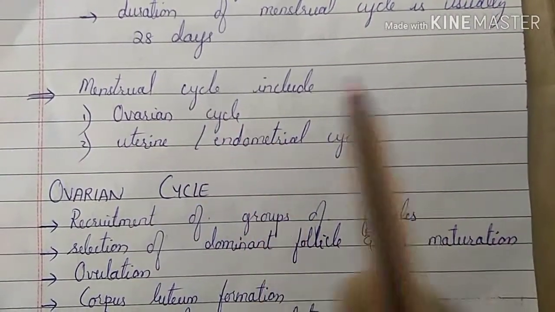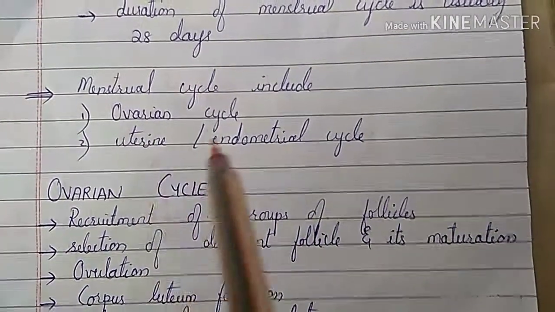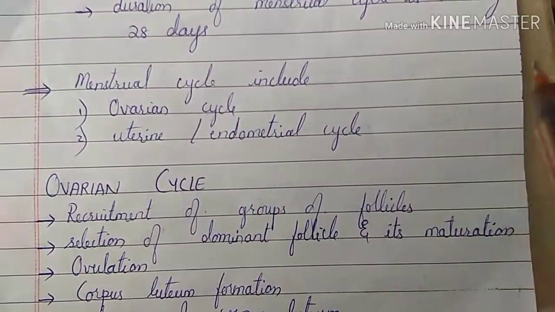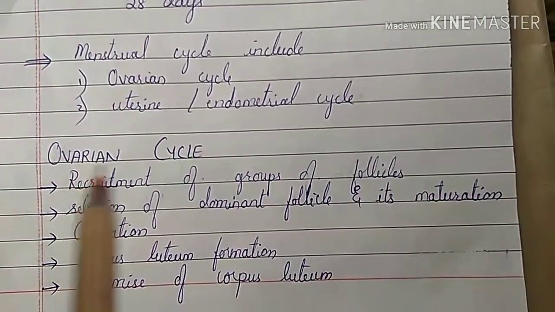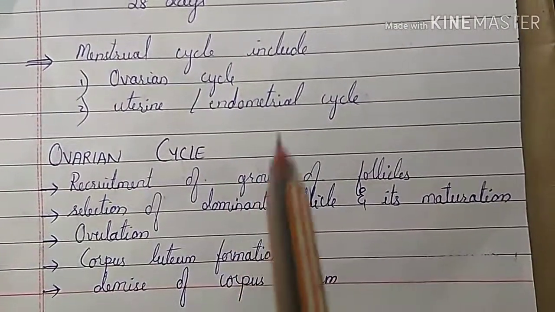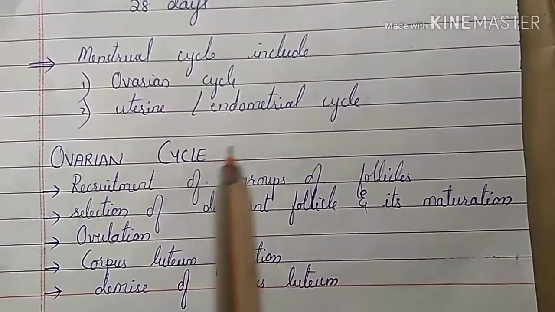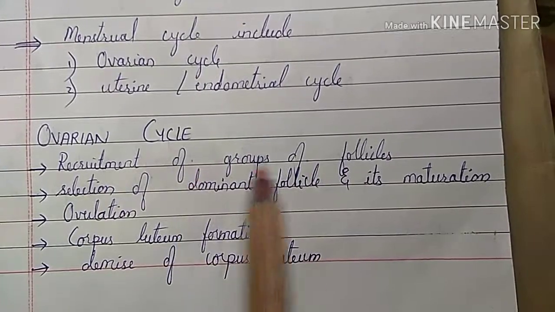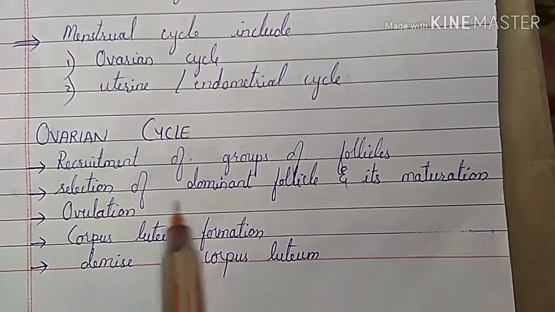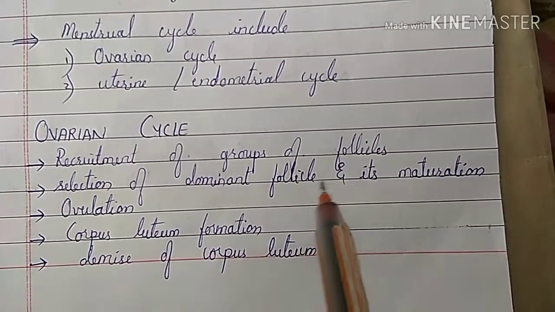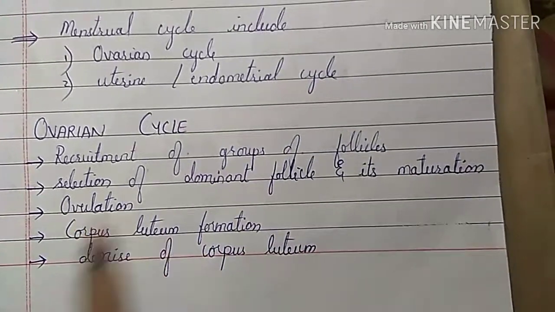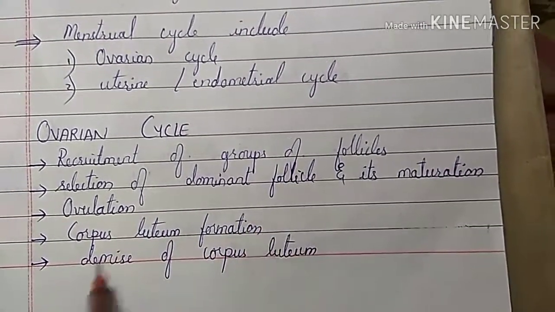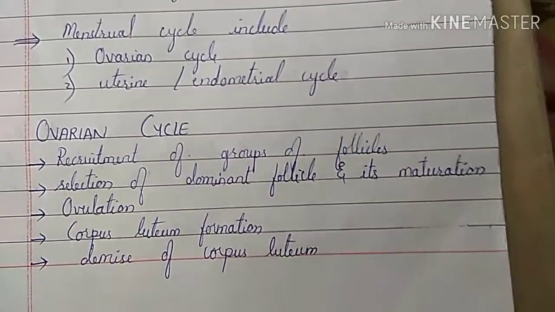Ovarian cycle, these are the changes taking place in the ovary. Uterine cycle, changes taking place in the uterus. So first, coming to the ovarian cycle. In this video, we're going to study in detail the ovarian cycle itself. The ovarian cycle includes recruitment of a group of follicles, selection of a dominant follicle and its maturation, ovulation, corpus luteum formation, then demise of the corpus luteum.